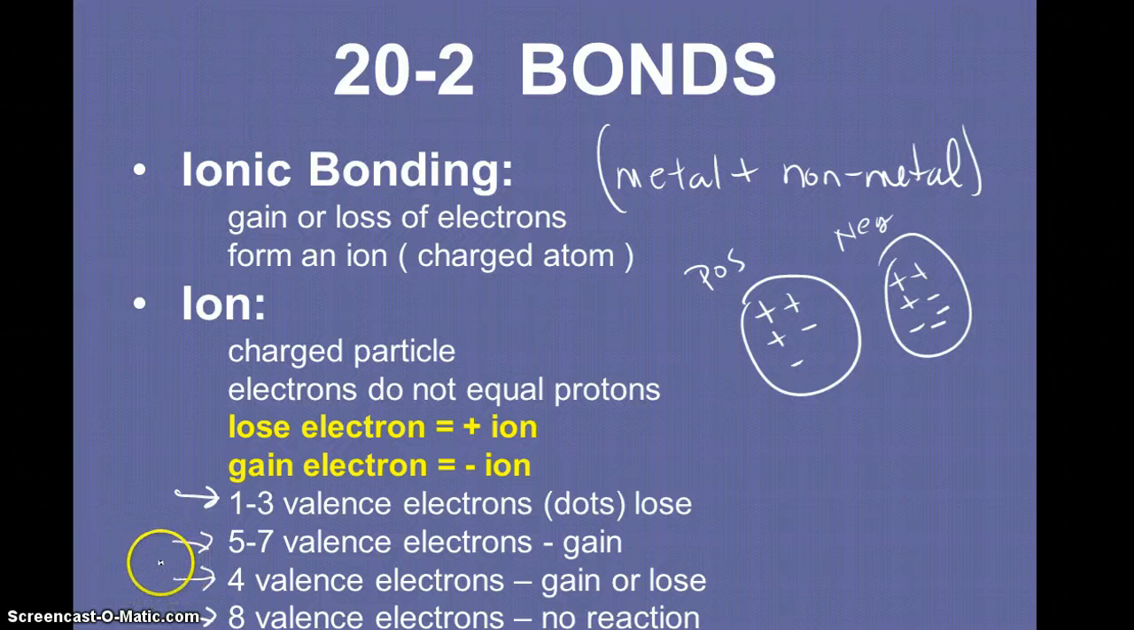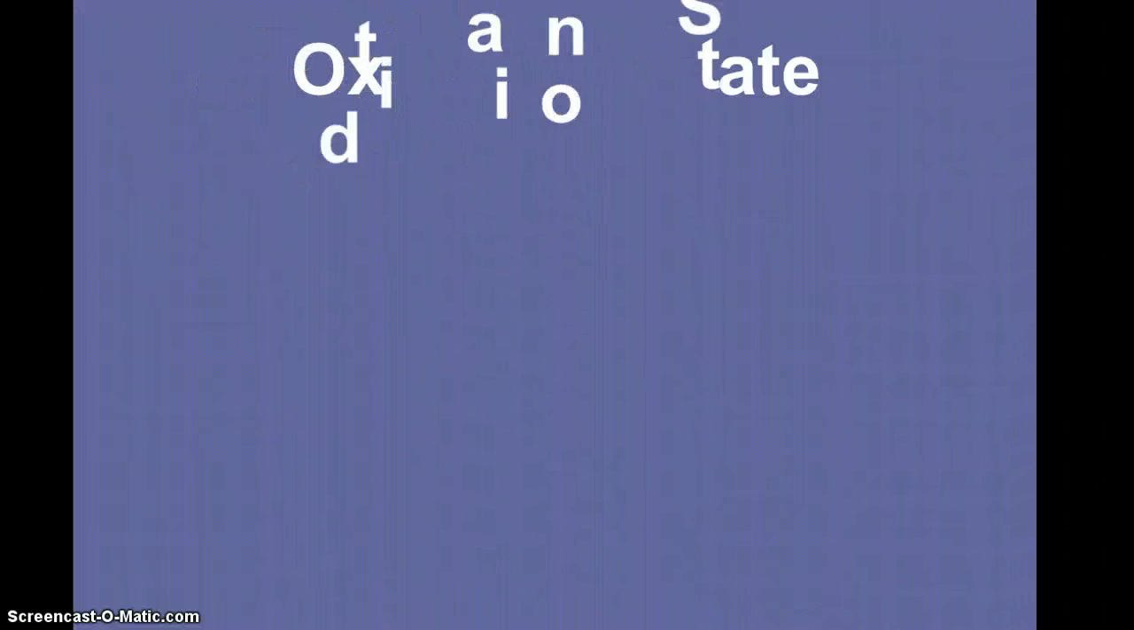Okay. Group 4, which has 4 electrons in its outermost energy level, will gain or lose. And once again, group 8 has 8 electrons in its outermost energy level, known as valence electrons. They won't do anything. No reaction at all whatsoever. So a little bit of a review there. We have gone over that already.